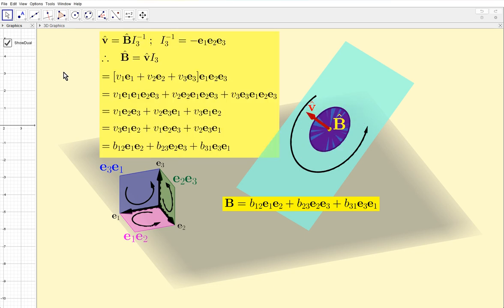Well, we use the dual relationship. And we know from geometric algebra that if we multiply any bivector, and I'm using a unit bivector here for simplicity, by the inverse of the unit trivector for three-dimensional geometric algebra, what we get is a unit vector that is perpendicular to that bivector. So if we multiply both sides here by I3 itself, we get that b hat is equal to the unit vector v hat times I3.